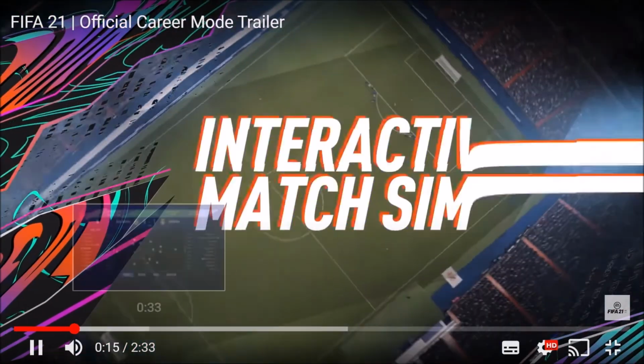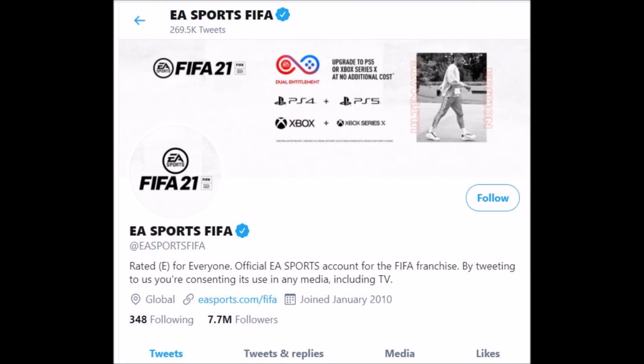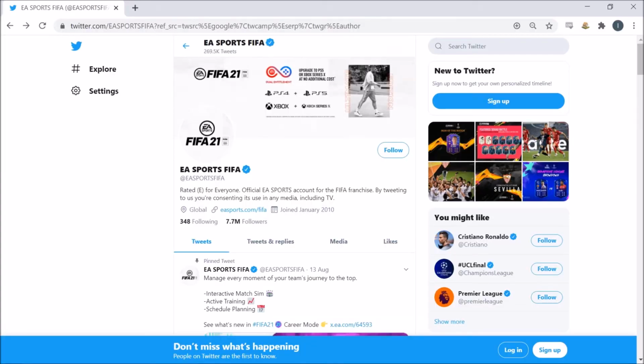So Electronic Arts know that of the 2 million people who watch that, they're all people who are interested in playing the game. Here we see Twitter, where they have an official Twitter account which has 7.7 million followers, and they know that anything they put up on their Twitter account will be read and followed by people who are again genuinely interested in the game.